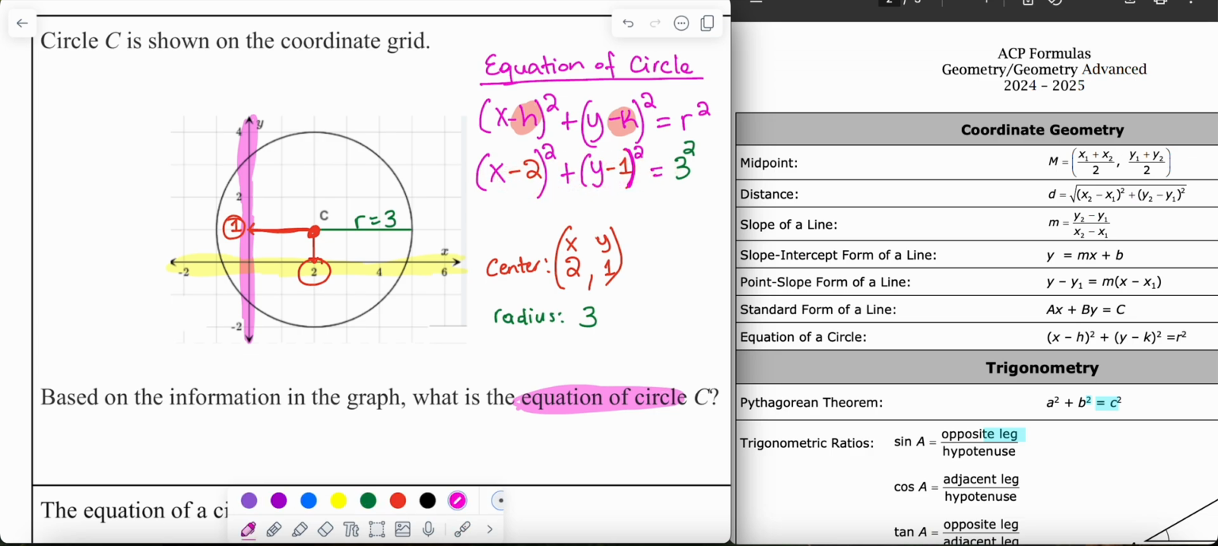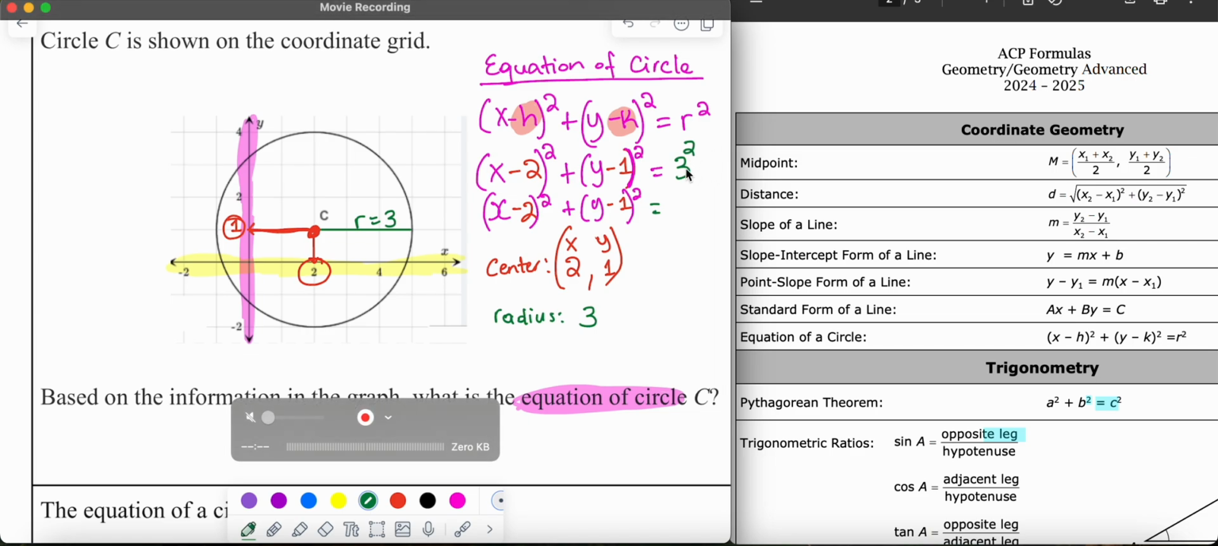So now we're going to have X minus 2 all square plus parentheses y minus 1 all square equal. So please, 3 square, always verify with your calculator. 3 square does not mean 3 times 2. No. So that's why use your calculator.